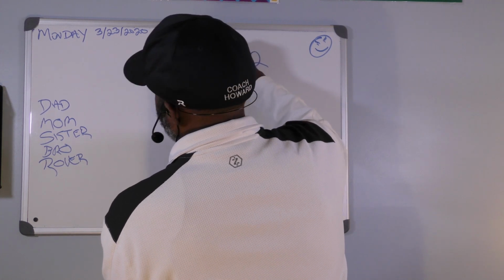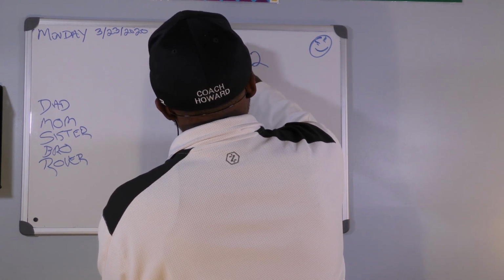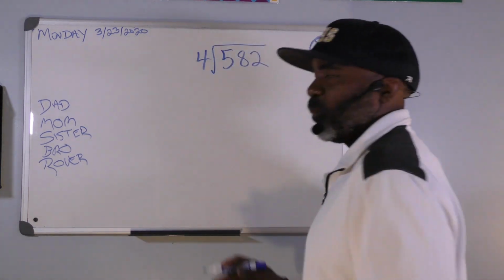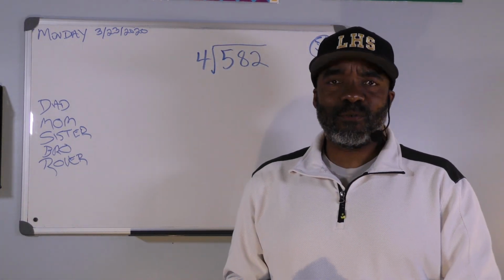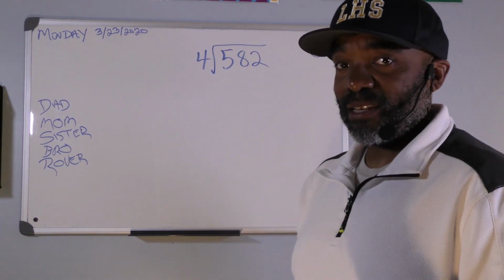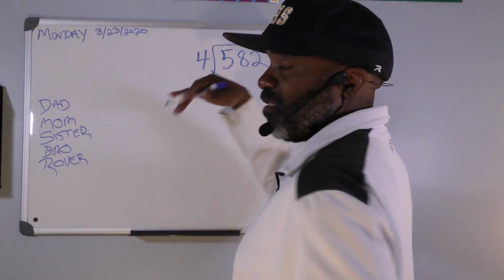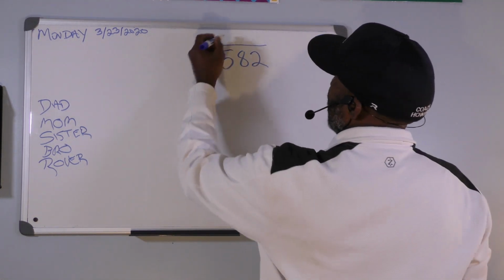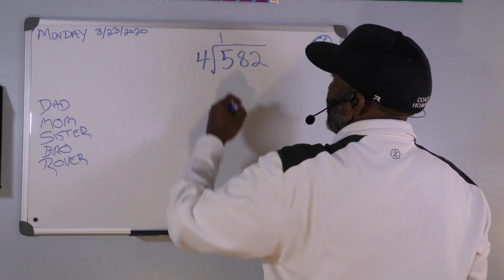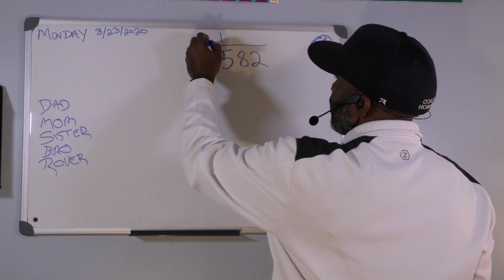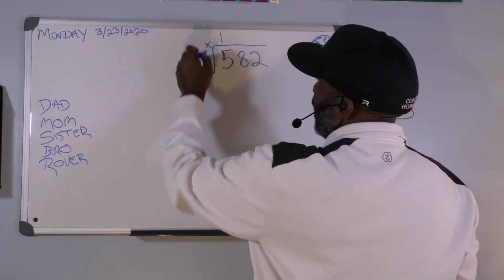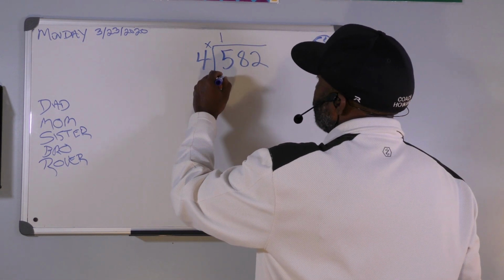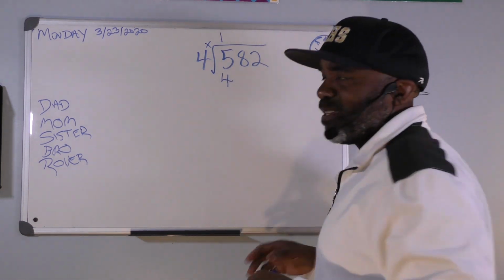This is where the dad, mom, sister, brother comes in, because we're going to definitely have to do some repeating there. So we got 582 divided by 4. What's the first thing that we do? We do dad. Dad does what? Divides. 4 goes into 5 how many times? Yes, that's correct. It goes in 1 time. Then we multiply. Mom multiplies. And then 4 times 1 is what? It is 4.